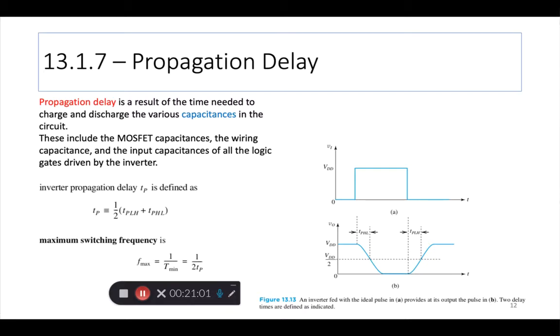Another important concept is delays, right? Propagation delay. Because nothing happens at infinite speed with zero time, right? All the switching does take time. So propagation delay is a result of the time needed to charge and discharge the various capacitances in the circuit. These include the MOSFET capacitances, the wiring capacitance, and the input capacitance of all the logic gates driven by the inverter.